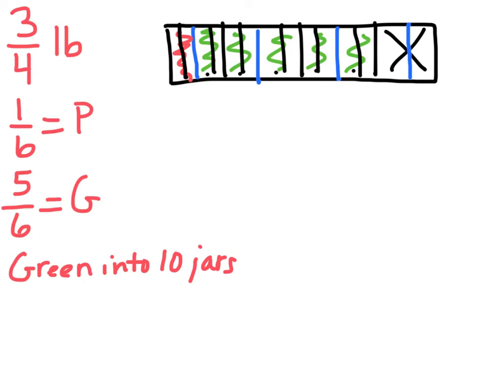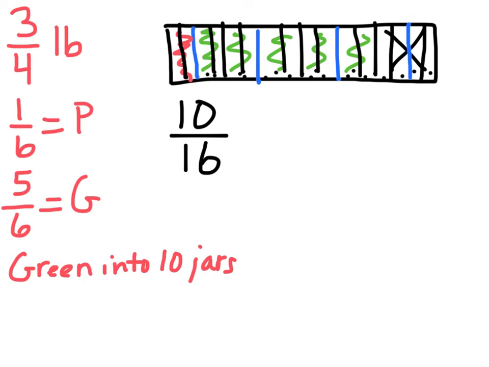So now let's count what we have. We have 1, 2, 3, 4, 5, 6, 7, 8, 9, 10, 11, 12, 13, 14, 15, 16. So let's see. Of our green beads, we have 10/16. So our green beads represent 10/16 of a pound. Does that make sense? I hope so. So now let's move on to the next piece.